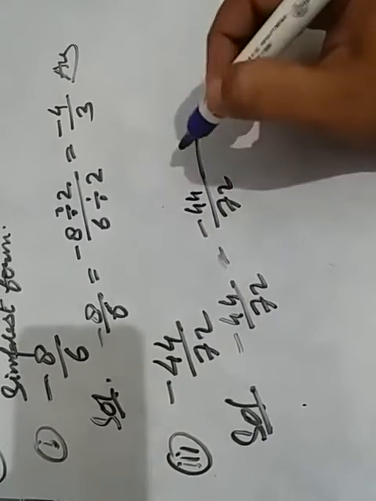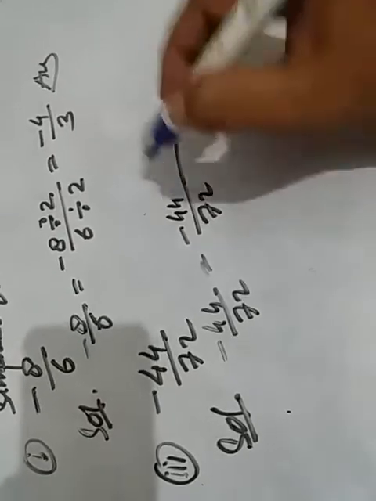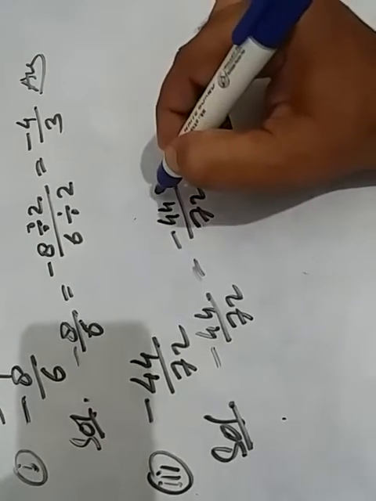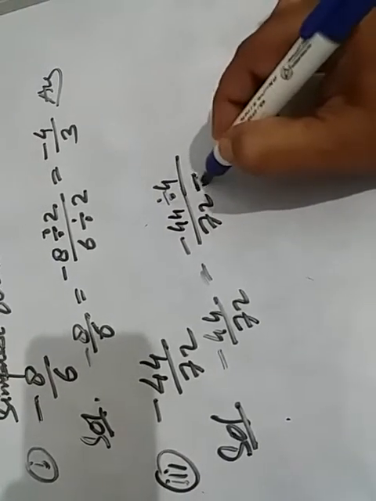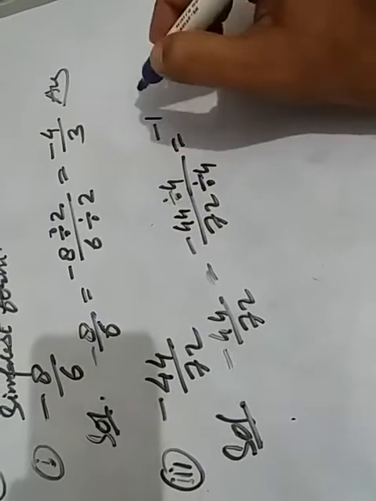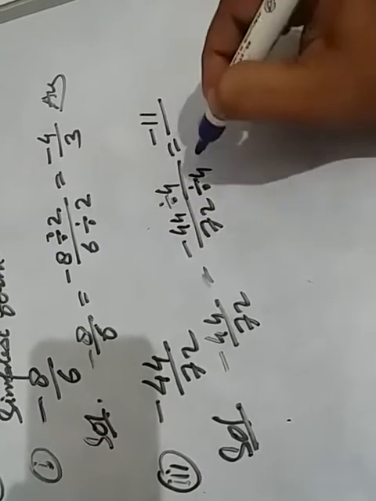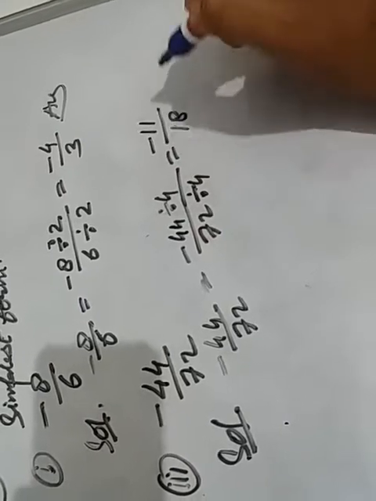Here in minus 44 upon 72, both are even numbers. So you can divide both numerator and denominator by 4. Then what will you get? 4 1 ja 4, that is minus 11, upon 4 1 ja 4 and 4 8 ja 32.